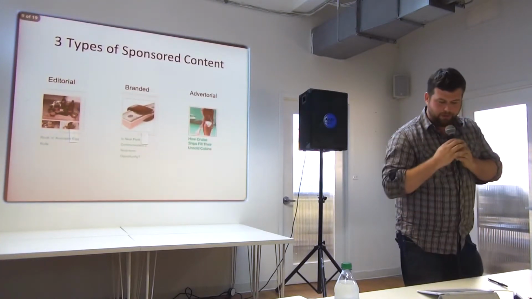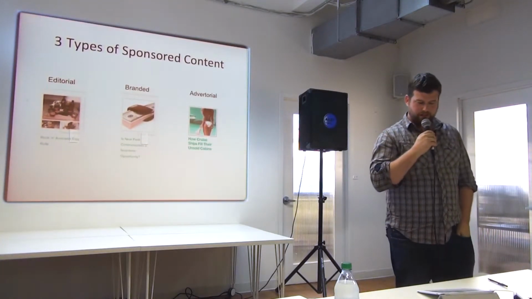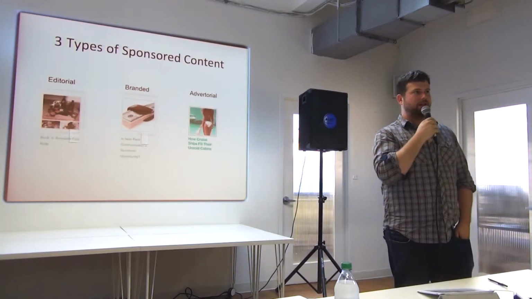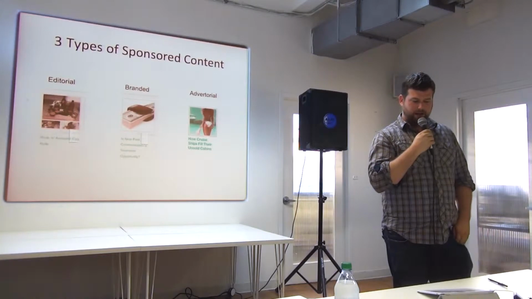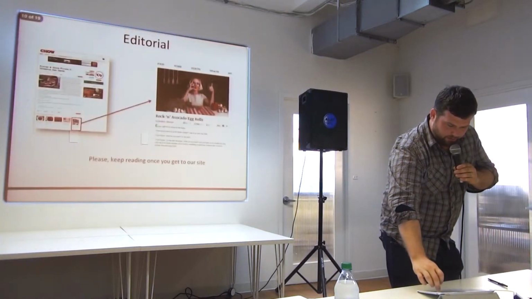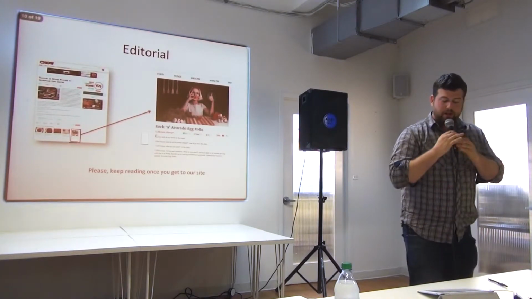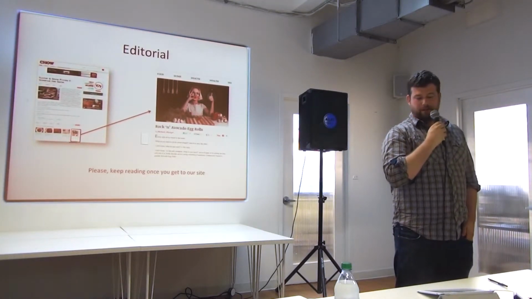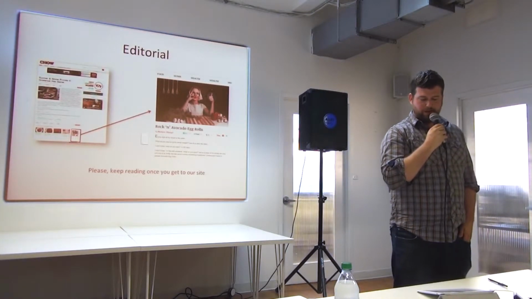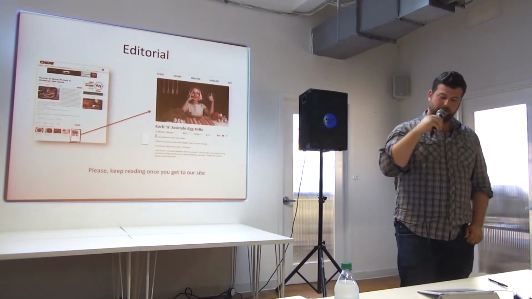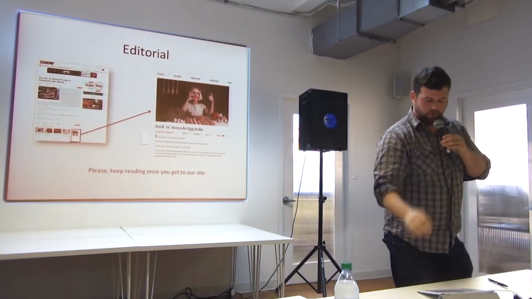Just talking a little bit about the types of sponsored content that go in this box. There's 3 main types: editorial, branded, and advertorial. I'm just going to talk through those pretty briefly. Editorial content links to another publisher's story. They're paying to get traffic to their site. So when they spend money to get traffic, they're hoping that you come to their site and keep clicking around, reading, and enjoying.